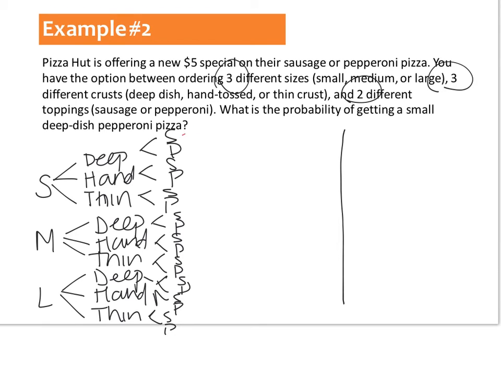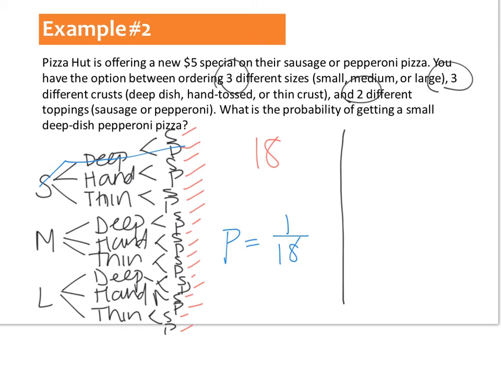Whoa. Okay. So now we have to count how many options we have. So we have 1, 2, 3, 4, 5, 6, 7, 8, 9, 10, 11, 12, 13, 14, 15, 16, 17, 18. I counted 18 different options. Now, we want to know what is the probability of getting a small deep dish pepperoni. Well, how many of these options are small deep dish and pepperoni? Only one of them. So my probability is going to be 1 all over 18, okay?